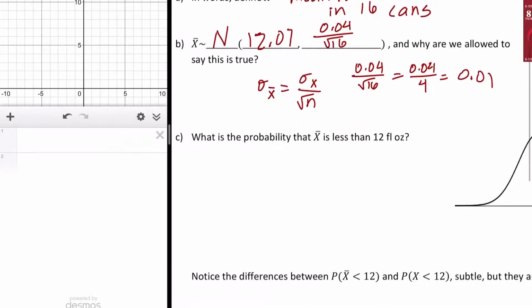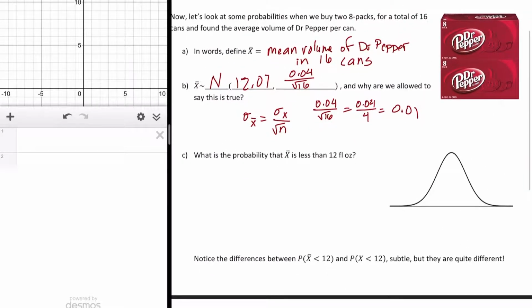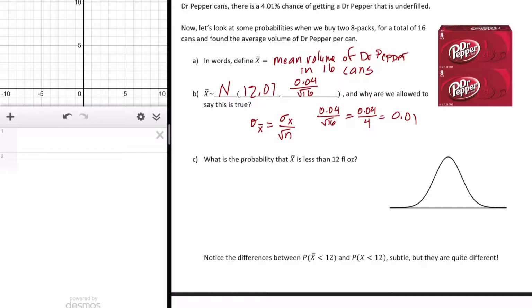All right, so what is the probability that X bar is less than 12 fluid ounces? To be clear, this is saying, what's the probability that you grab two random 8-packs, which essentially is you grabbing 16 random cans of Dr.